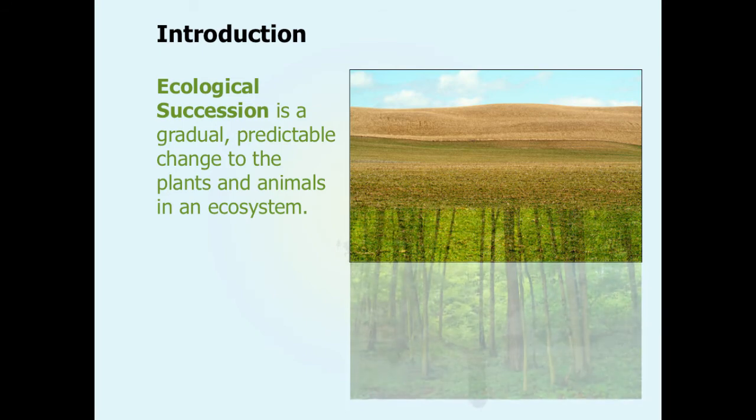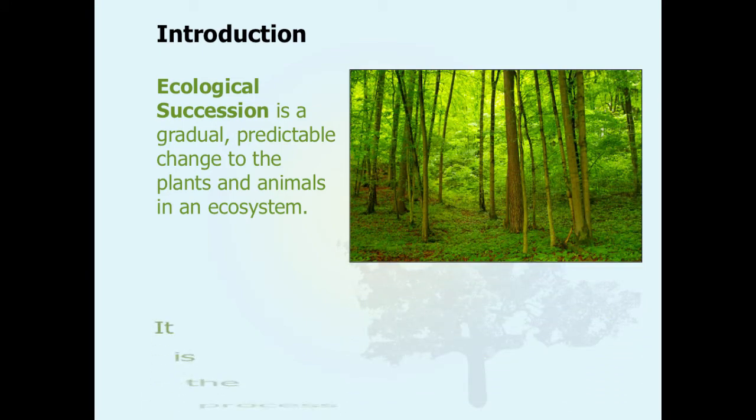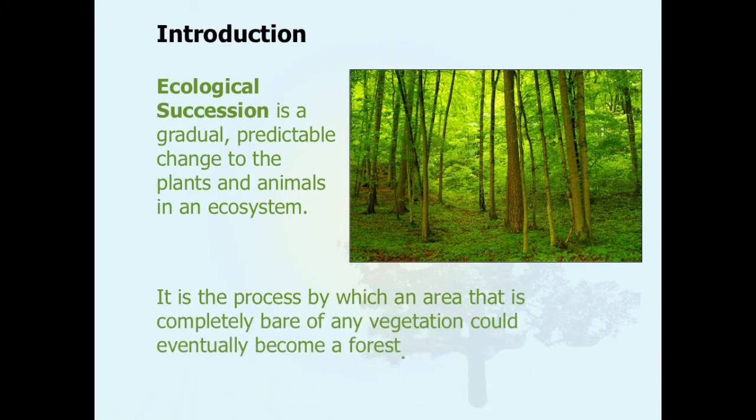So, ecological succession is a gradual, predictable change to the plants and animals in an ecosystem. Make sure you definitely write that definition down. It is the process by which an area that is completely bare of any vegetation could eventually become a forest.